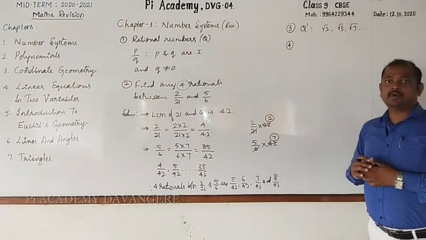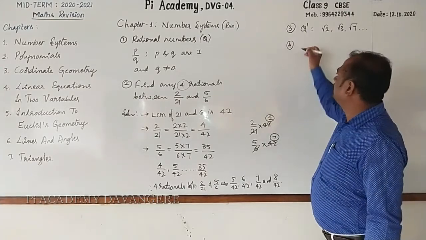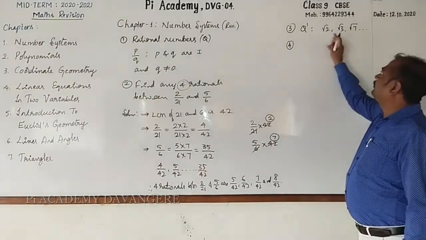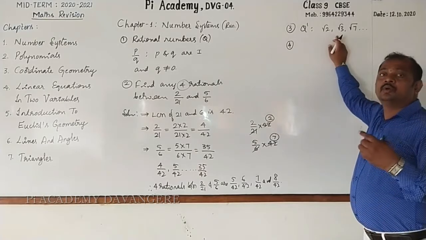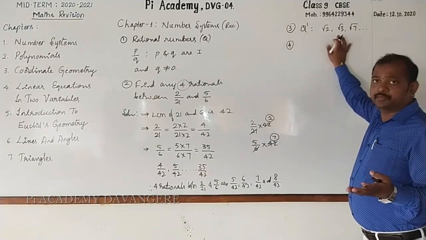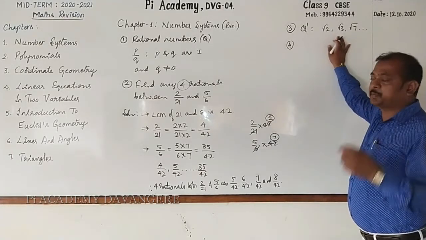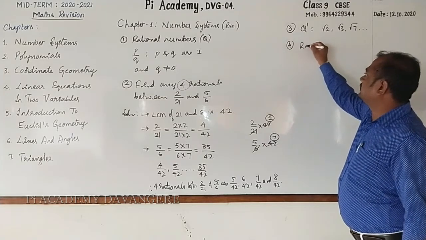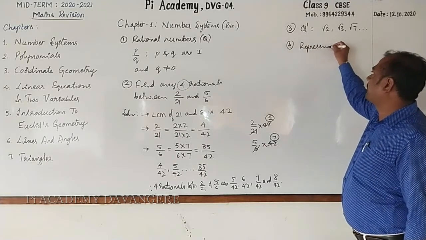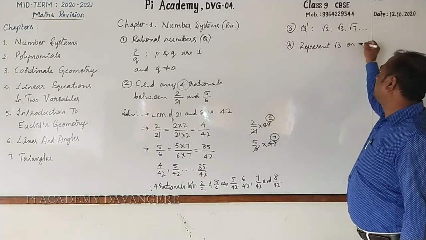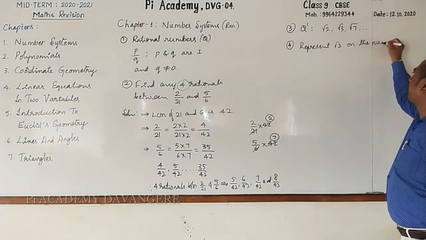Now, let's go for recalling one by one. In that, the first one is, we are going to represent root 3 on the number line by the spiral method. Right. Represent root 3 on the number line.